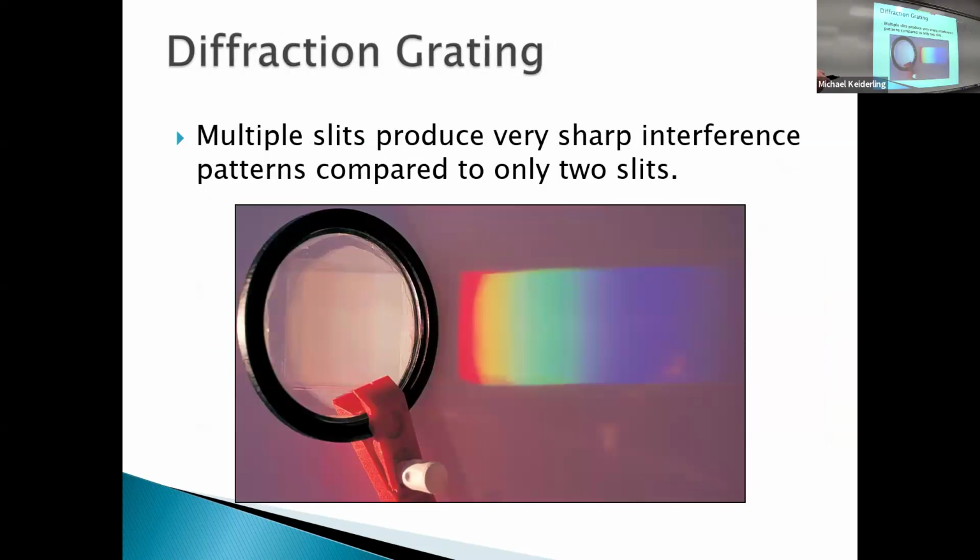And for multiple slits, you get very sharp interference patterns compared to only two slits. This is very useful for separating light, like white light, out into its component colors. That's a diffraction grating. Like I showed you here, though, the diffraction gratings we have here are not so good for actually doing science because they do both vertical and horizontal, which is not ideal. You just want one direction. But the ones in the spectrometers in the room across the hall work just fine.